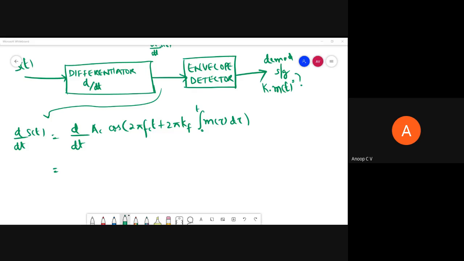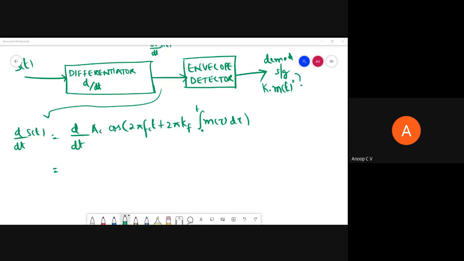Pratisha, you have typed general. I didn't get that. What is that? That equation, sir, 2 pi fct into m of t, the s of t general equation. Okay, yeah, fine.